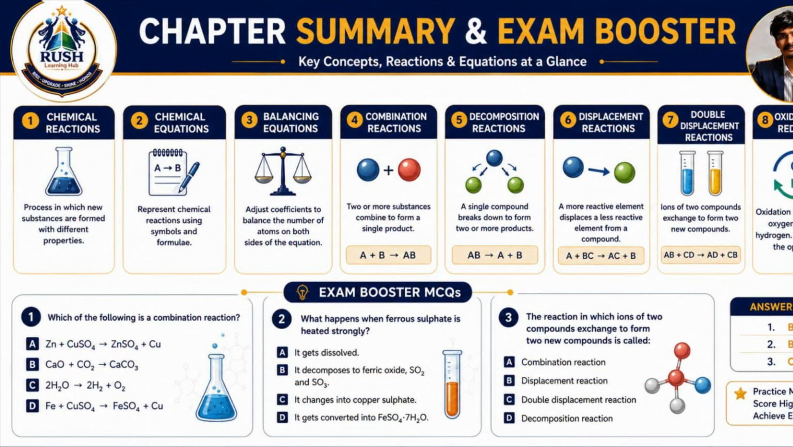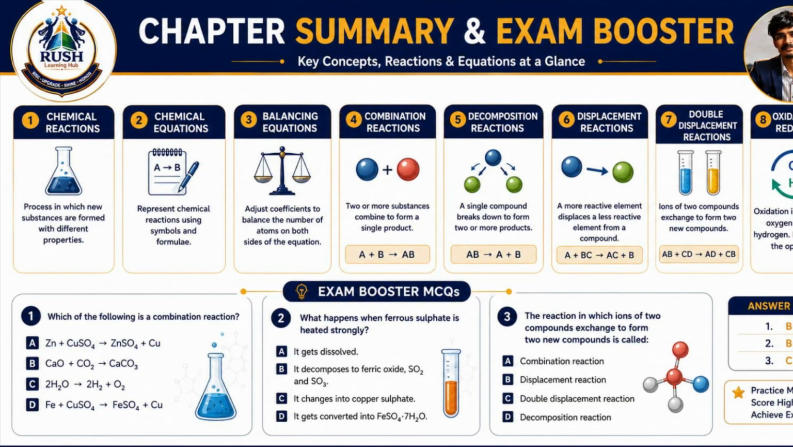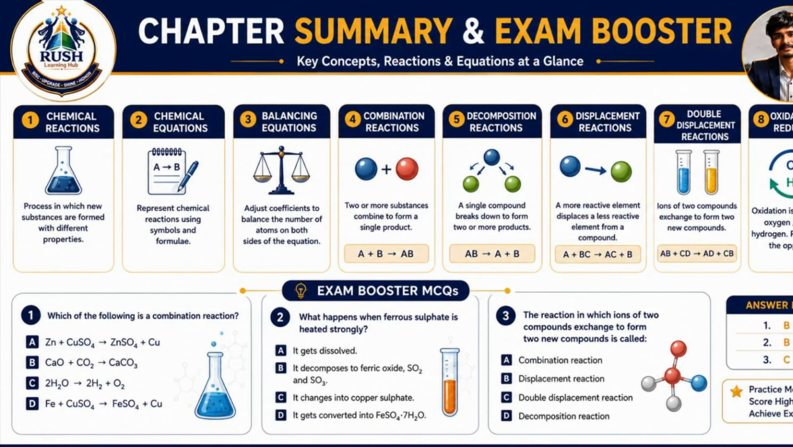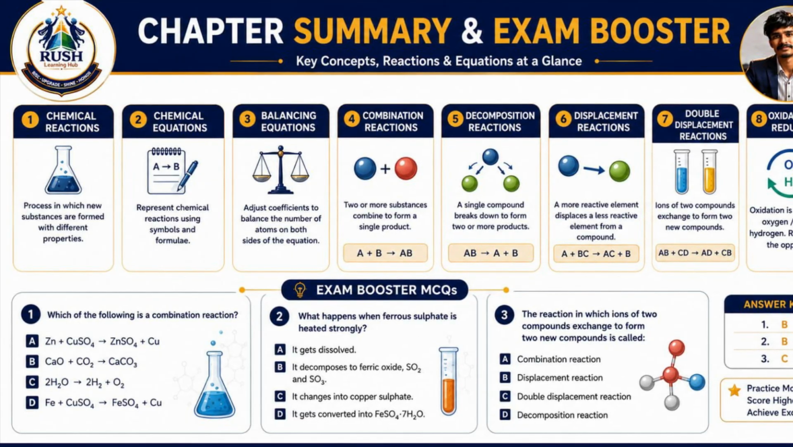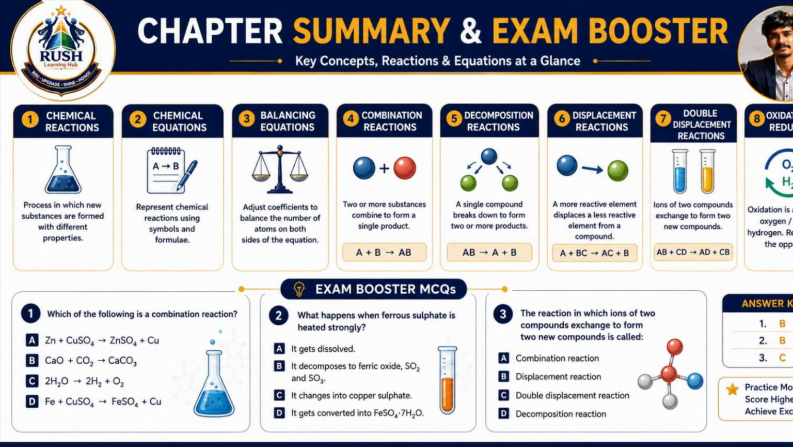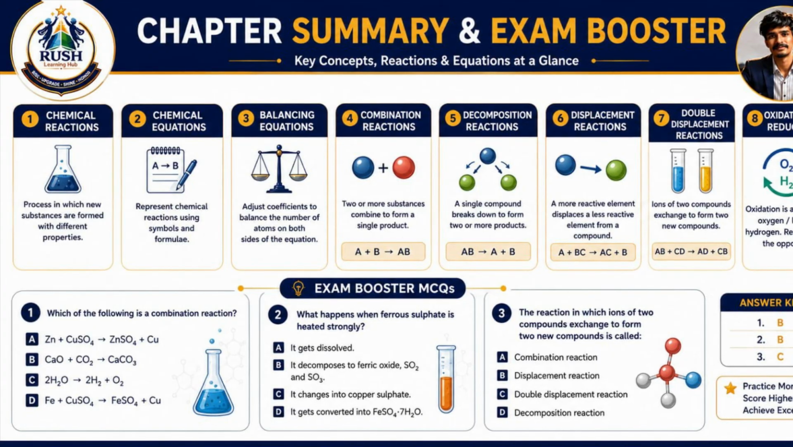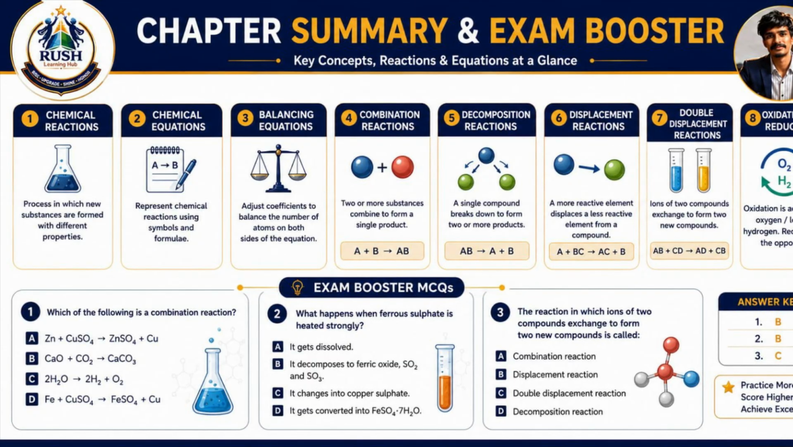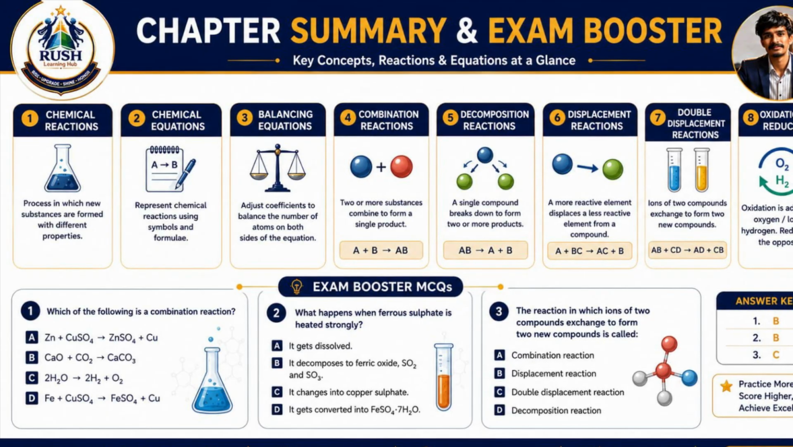Congratulations! We have successfully completed Chapter 1, Chemical Reactions and Equations. Let's quickly revise the key concepts. A chemical reaction is a process in which one or more substances change to form new substances with different properties. A chemical equation is the symbolic representation of a chemical reaction using chemical formulas and symbols. Balancing equations ensures that the number of atoms of each element remains equal on both sides of the equation, following the law of conservation of mass.